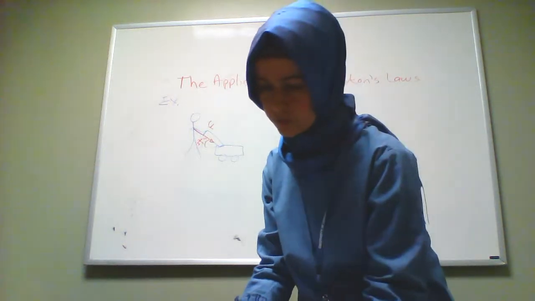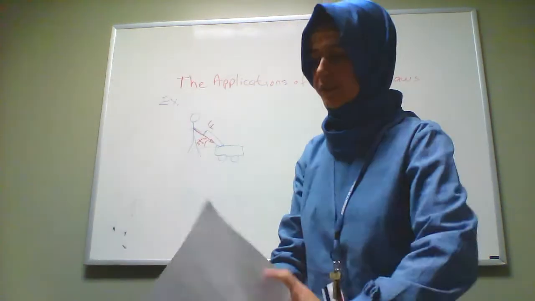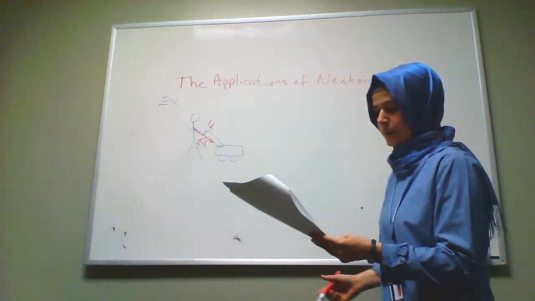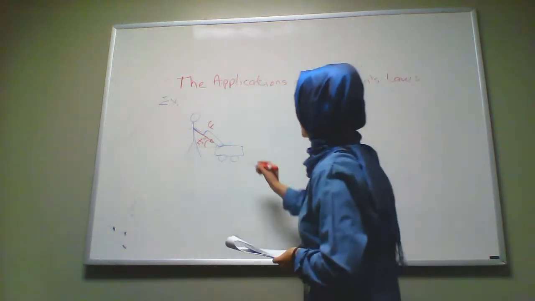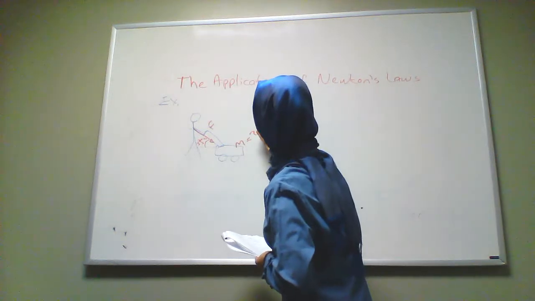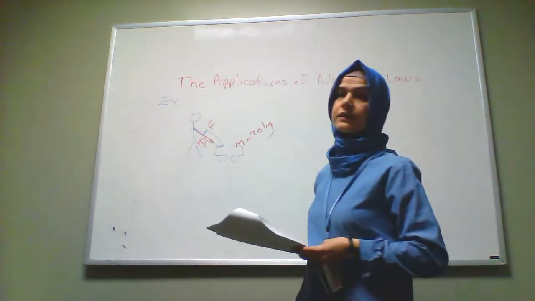And let me read you the question. This is all we have on the figure. A person pushes a 20 kilogram lawn mower. So the lawn mower's mass is 20 kilograms. Important, F is equal to ma.